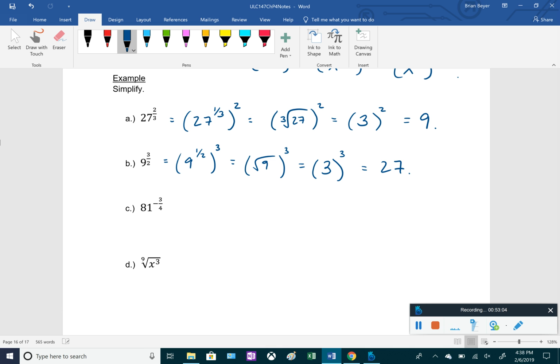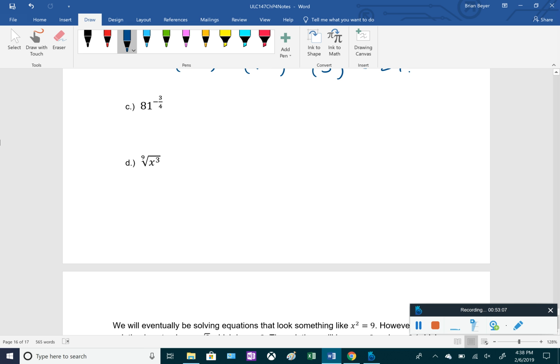And for the next one, we have a negative exponent. So 81 to the negative 3/4. Immediately we should be thinking reciprocal. So it's going to be 1 over 81 to the positive 3/4. And let's make this smaller. So 1 over 81 to the 1/4 and then cubed. 81 to the 1/4 is the 4th root of 81, which is actually equal to 3. So 1 over 3 cubed. 3 cubed is 27, so 1 over 27.